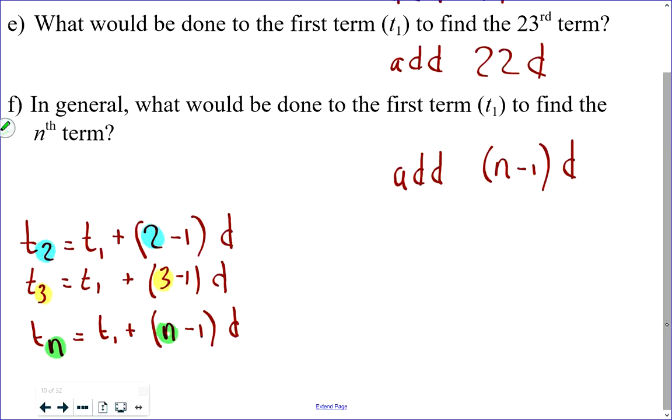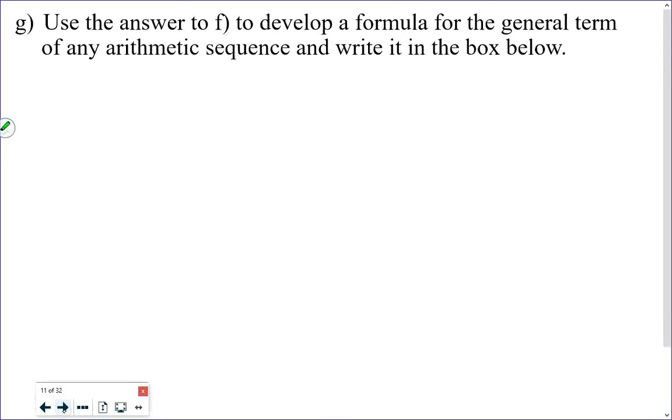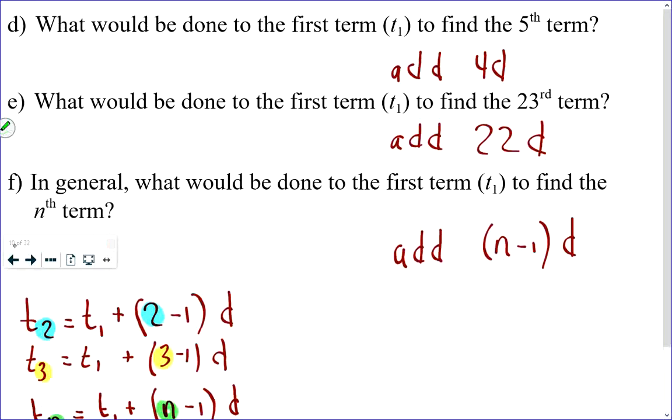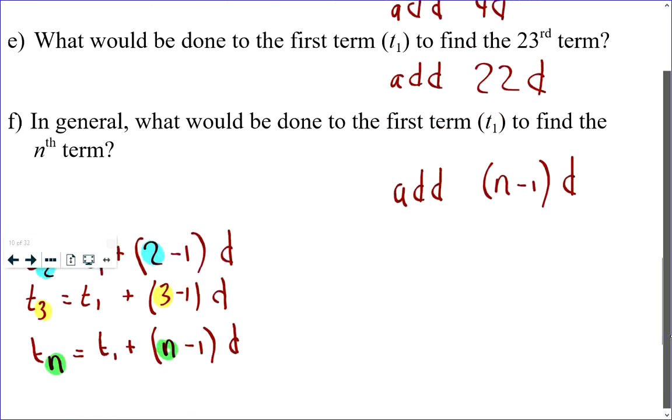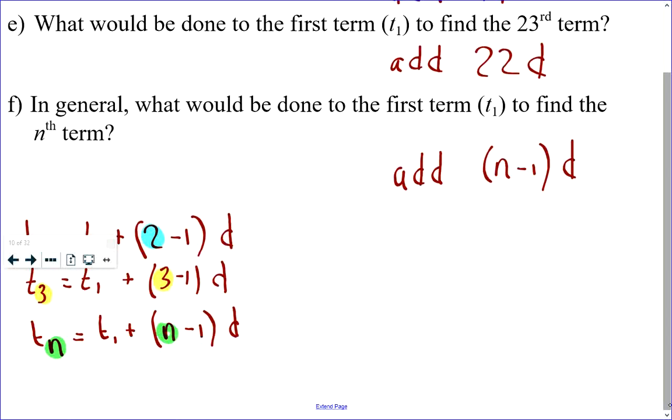We'll come back to that in a bit. Well, we're going to come back to it right now. What's a formula we could use for the general term of any arithmetic sequence? We just did it. It's this thing that I've got written at the bottom. You could use that to find any term, couldn't you? And that's what you're going to write in the box. And that's going to be called the general term.